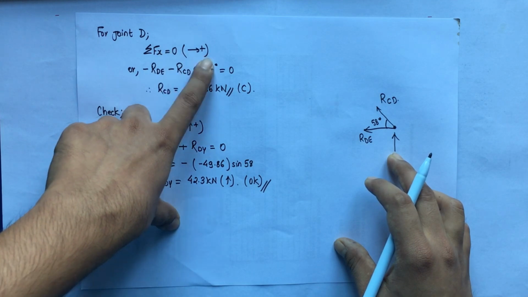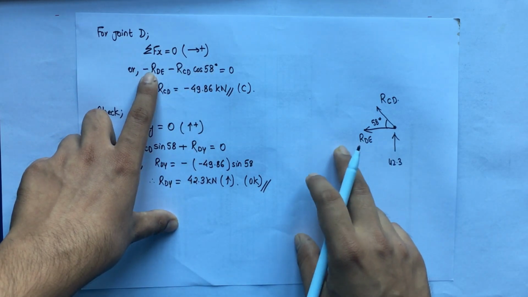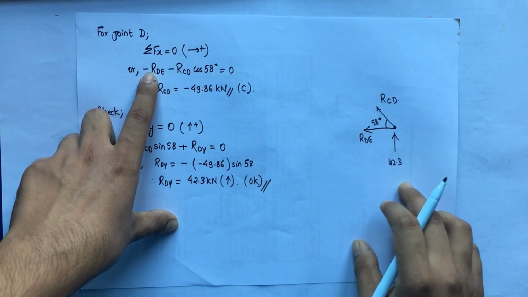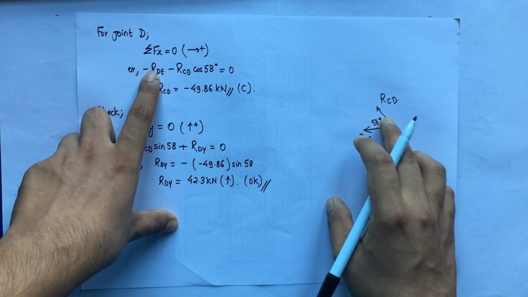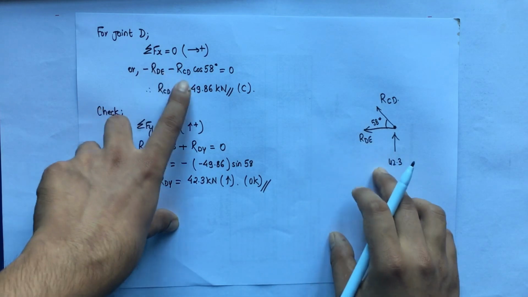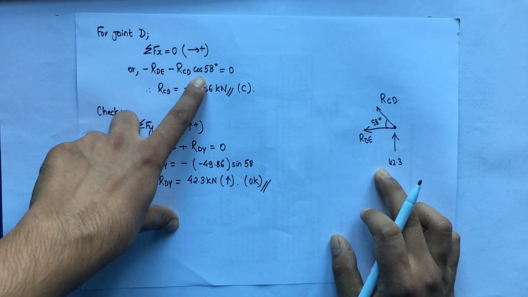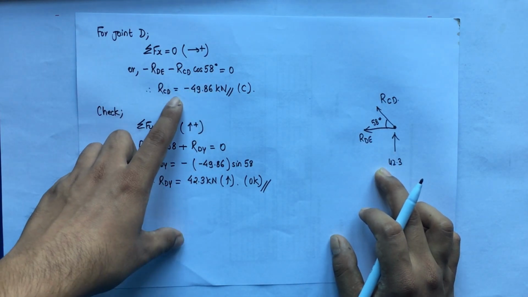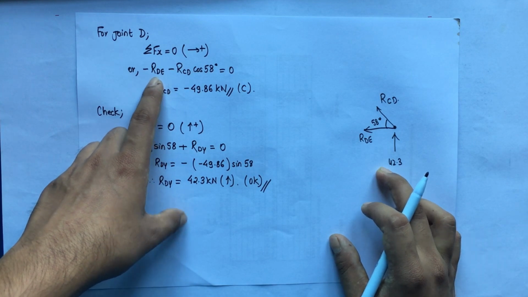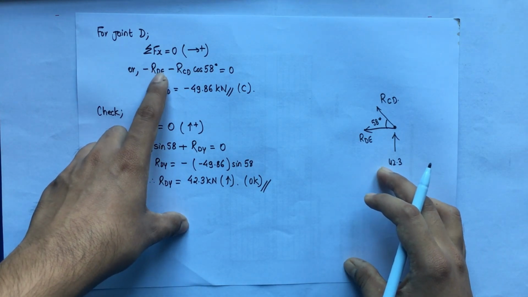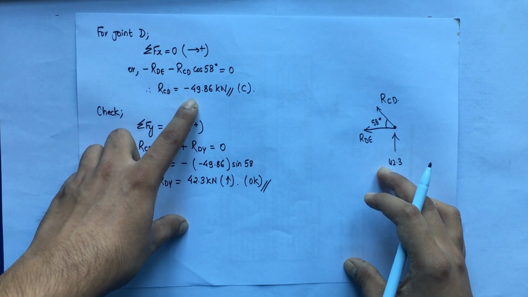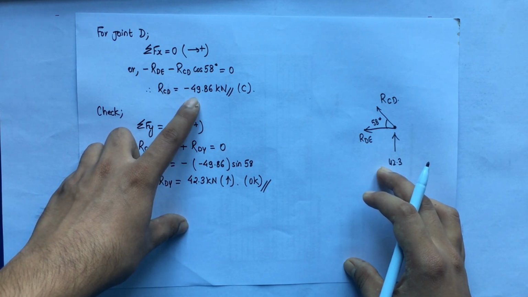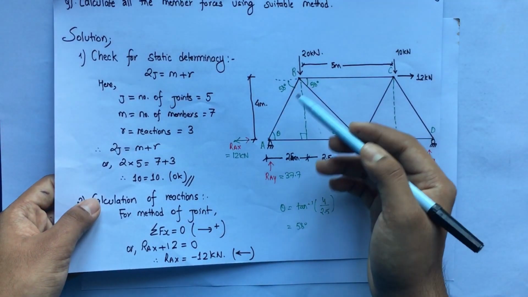Taking left to right positive, here you can see the direction as negative from right to left, so minus RDE minus, the cos component will be right to left, so minus RCD cos 58 degree is equal to 0. By substituting the value of RDE as 26.42, that is the tension value, we get RCD as minus 49.86 kilonewton, negative sign, that means compressive type. So in this way we have computed all the member forces.